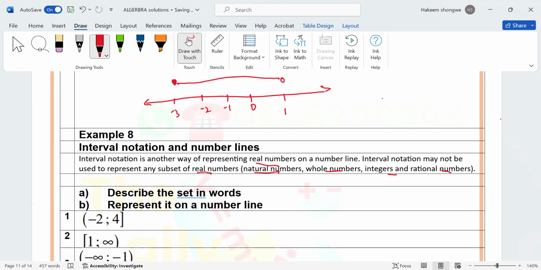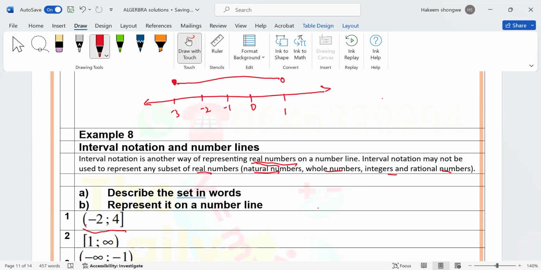Remember, we started with integers, and then whole numbers, and we represented them. So we can use the set-builder notation for that one. Now, another way is this one here, what we call an interval notation. Interval notation works with real numbers, but we can't use it for integers, whole numbers and natural numbers.